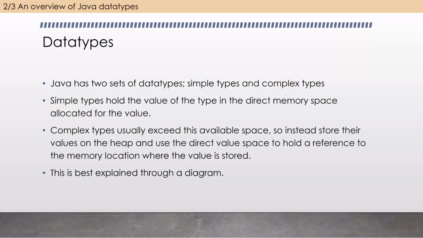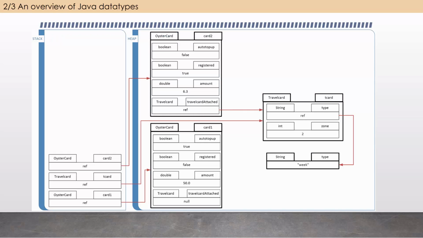Now, I do appreciate that sometimes at that point people tend to glaze over, so I think this is best explained through a diagram. This diagram, here you can see we've got a combination of types. On the left we've got the stack. If you're not familiar with the stack, a stack type of data structure is what's called a LIFO data structure. It's last in, first out.